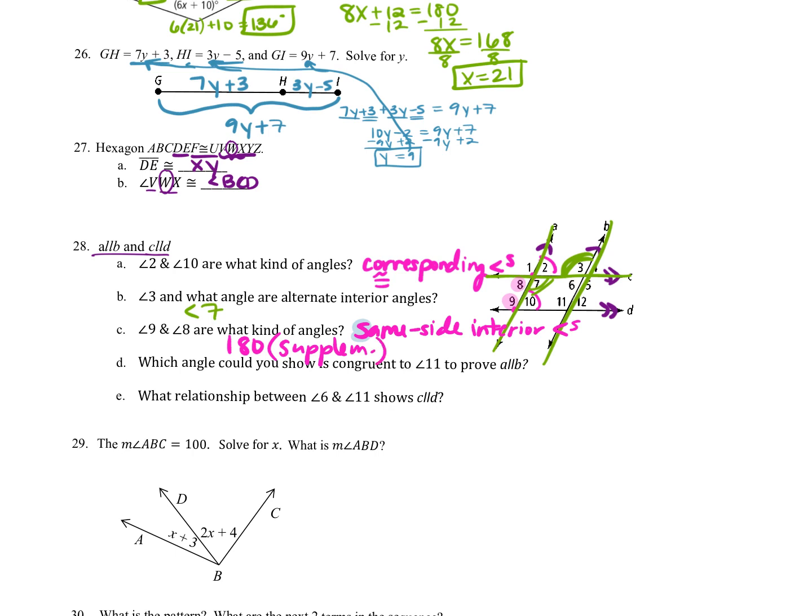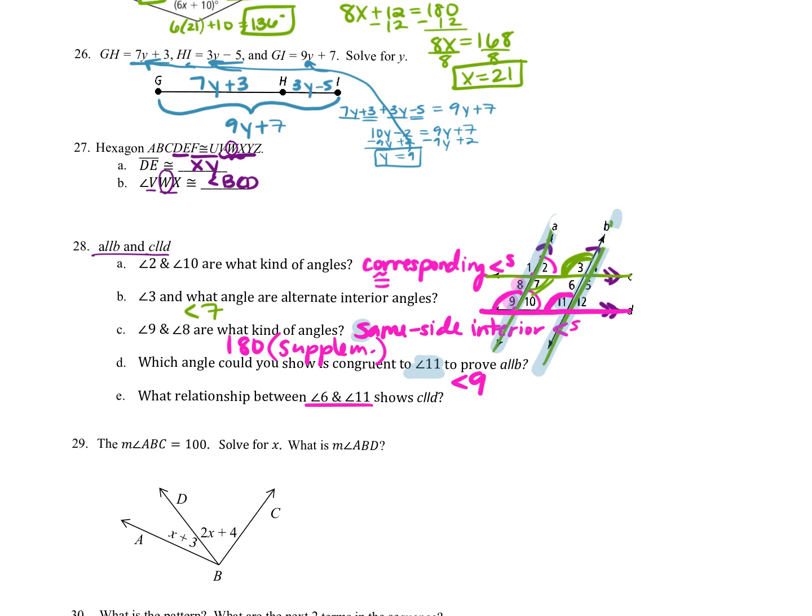Letter D, which angle could you show is congruent to angle 11 to prove A parallel to B? So if we're trying to say these two lines would be parallel, and we need something to be congruent to angle 11, okay? The transversal that we want to use then is D, and what would have to be congruent to 11 would be angle 9, because those would be corresponding angles.